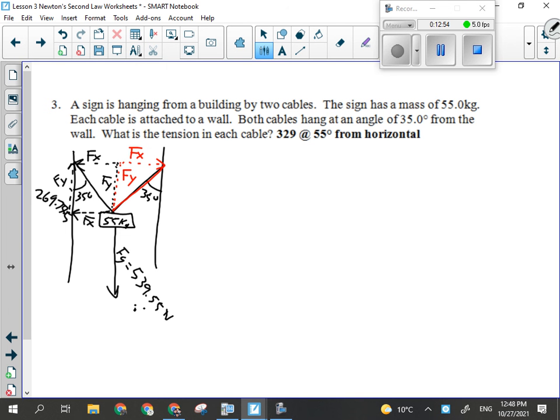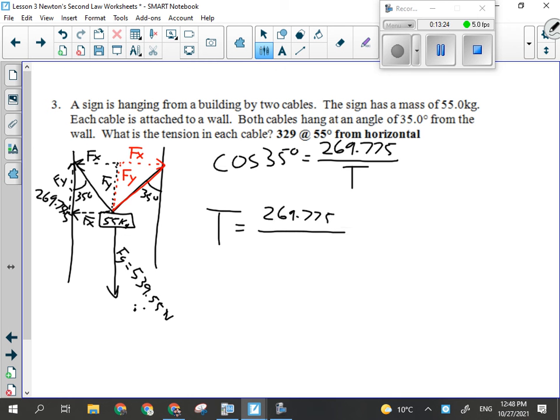Now that I've got that side, I can calculate the tension, which is the hypotenuse of this triangle. So I have the adjacent side, the angle, and I'm looking for the hypotenuse. So I'm going to say that the cos of 35 degrees equals 269.775 over the tension in the cable. So to solve for the tension, I'm going to go 269.775 divided by the cos of 35, which will give me 329 newtons at 35 degrees from vertical or 55 degrees from horizontal.